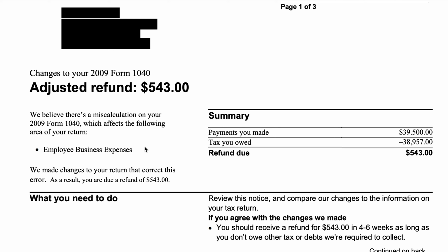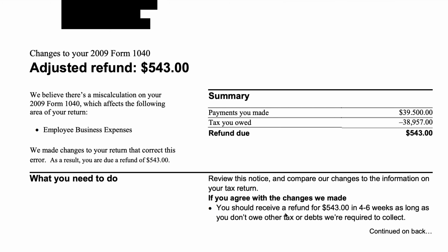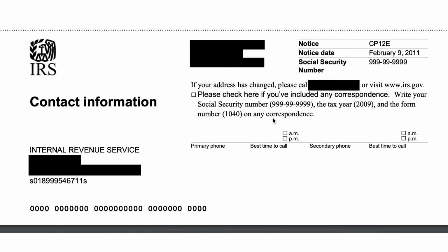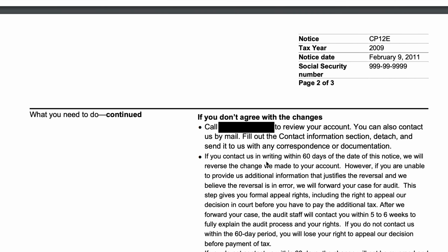We'll put links in the show notes to resources on IRS Form 2106, as well as the change of address forms. So if you agree with the changes, you don't really need to do anything. You can just wait 4 to 6 weeks until the IRS gives you your refund. You can update your contact information with the IRS using this information slip at the bottom of page 1. If you don't agree with the changes, then you can call this redacted 800 number to review your account.